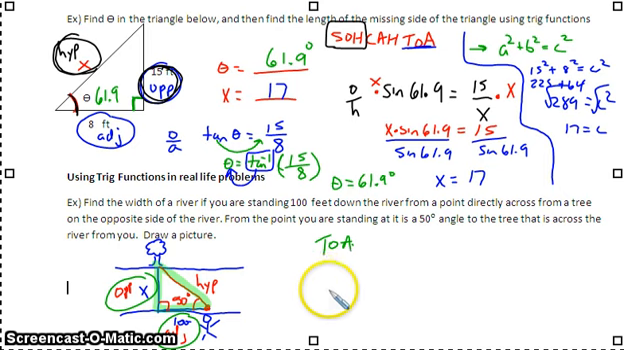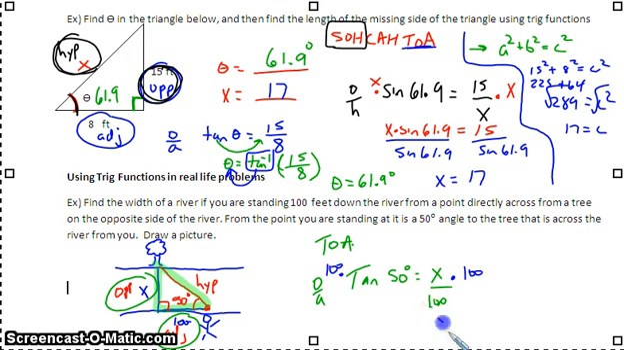SOHCAHTOA, or the "of apples" part of "Oscar has a heap of apples." So I'm going to use tangent, in other words. So the tangent of my angle, tangent of 50, is equal to the opposite side x over the adjacent side 100. So to get the x by itself, it's being divided by 100, so all times.